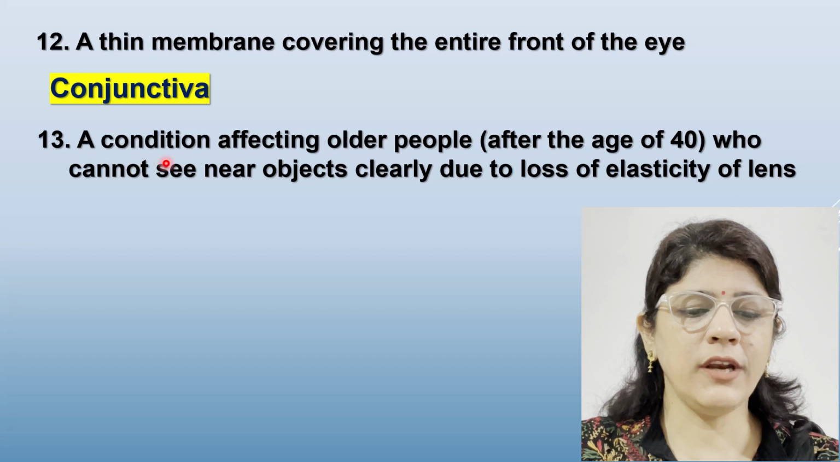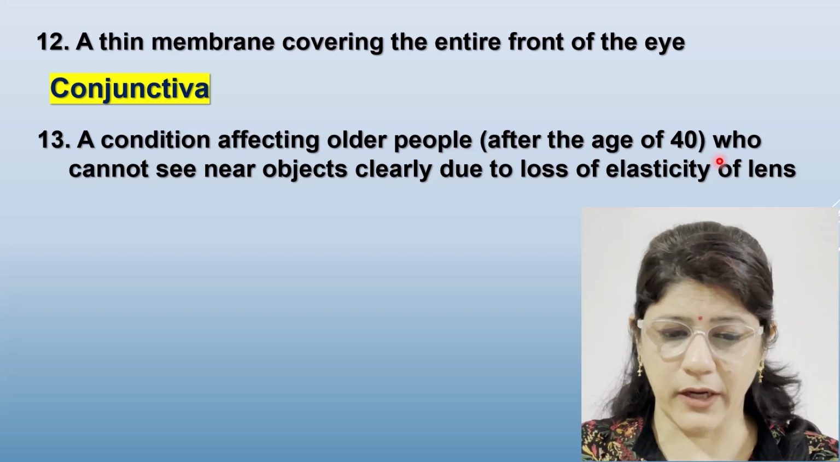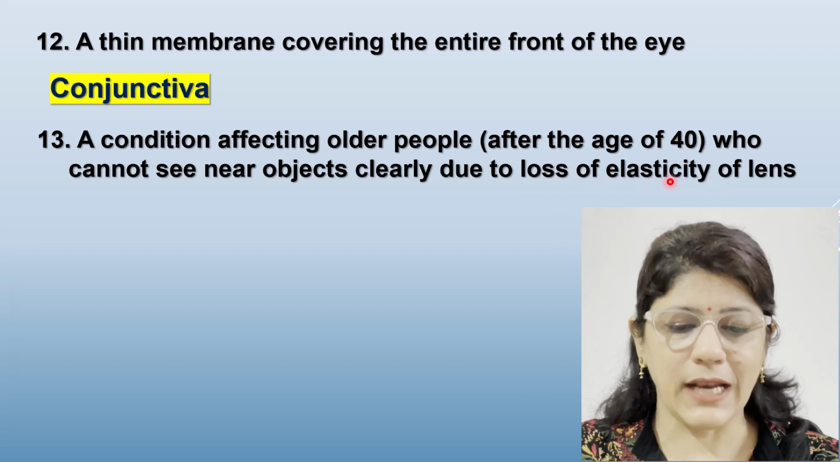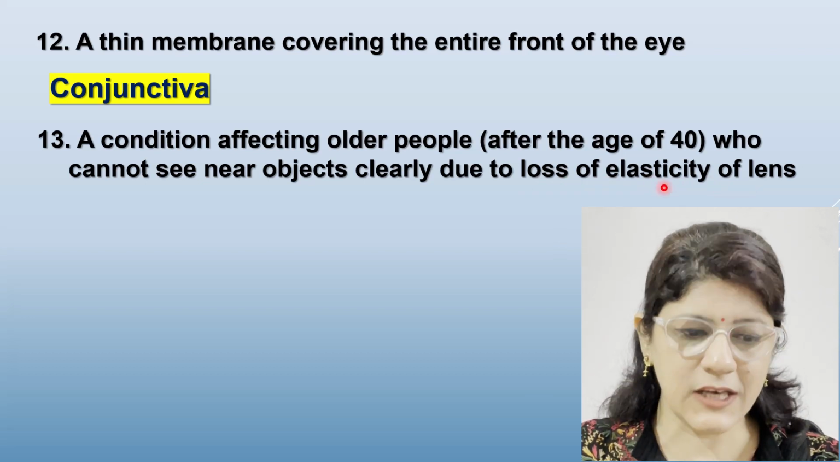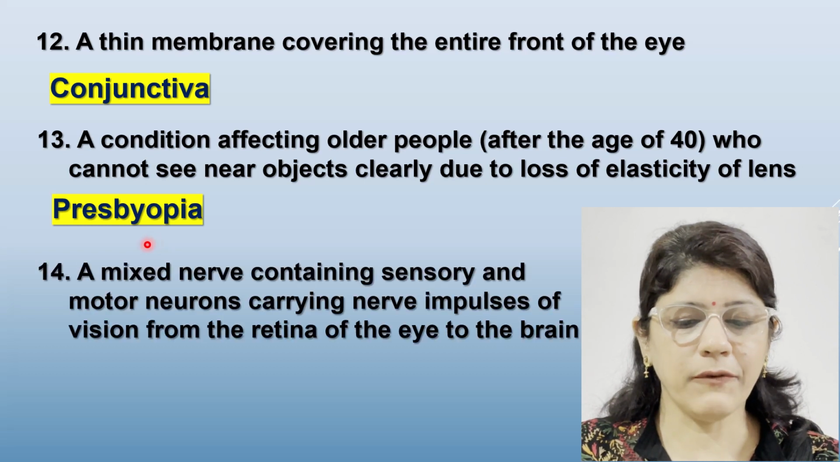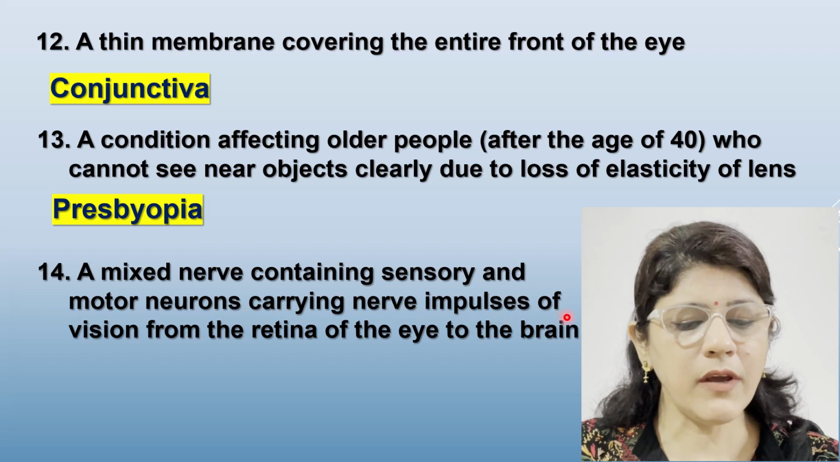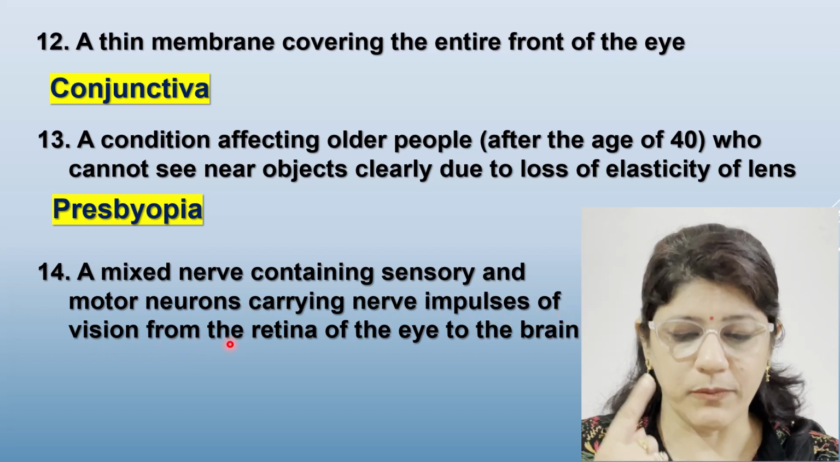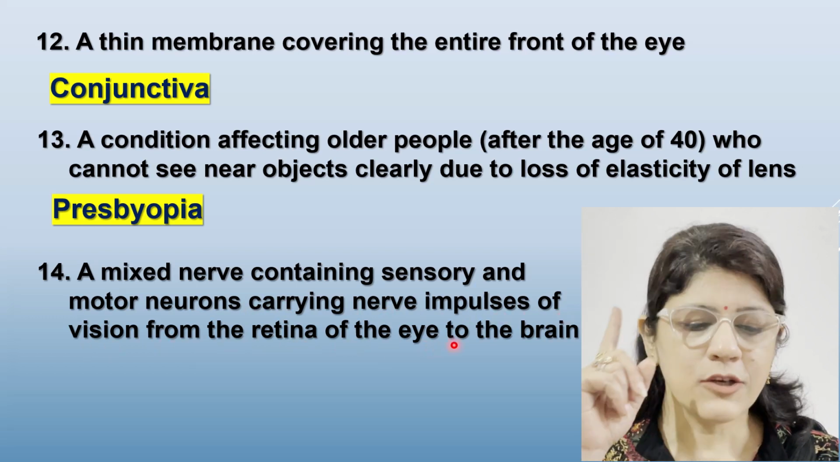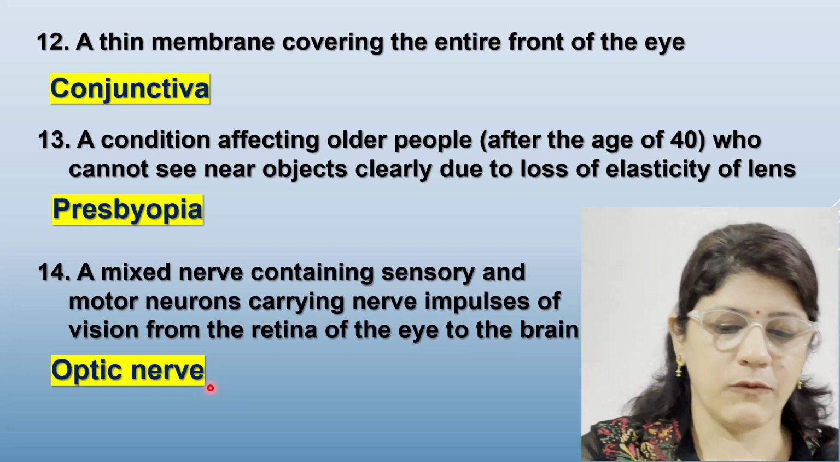Next, a condition affecting older people who cannot see near objects clearly due to loss of elasticity of the lens. This is presbyopia. A mixed nerve containing sensory and motor neurons carrying nerve impulses of vision from the retina of the eye to the brain. This is the optic nerve, because it is related with vision.